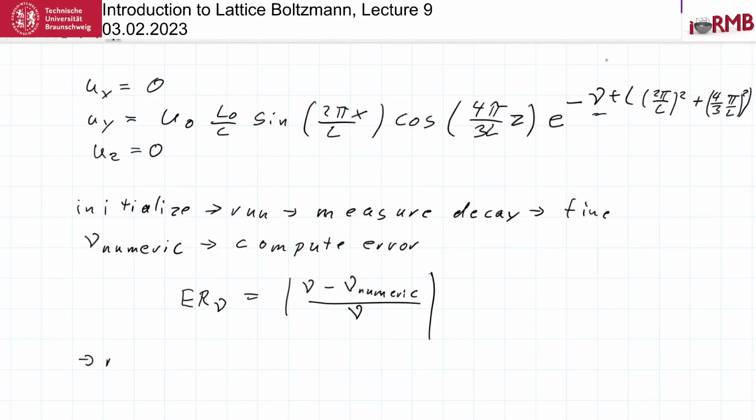And this we repeat for different resolutions in diffusive scaling.